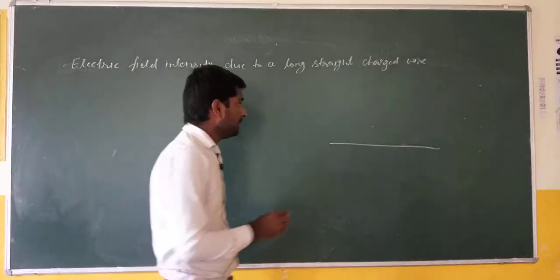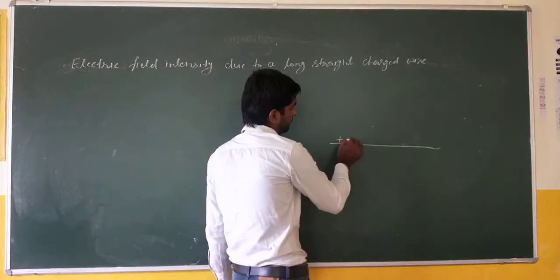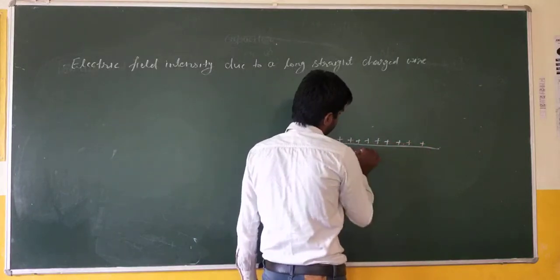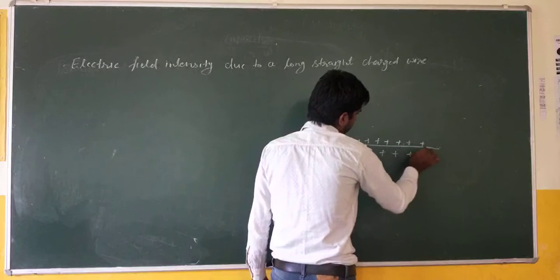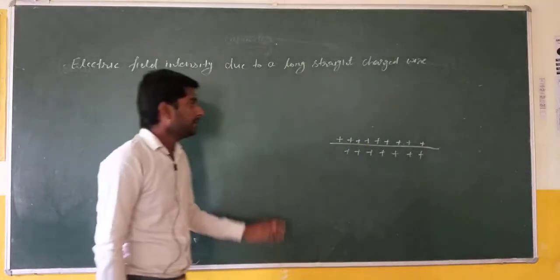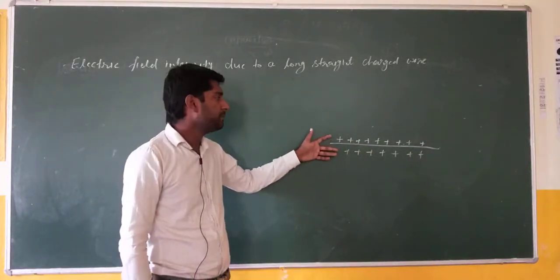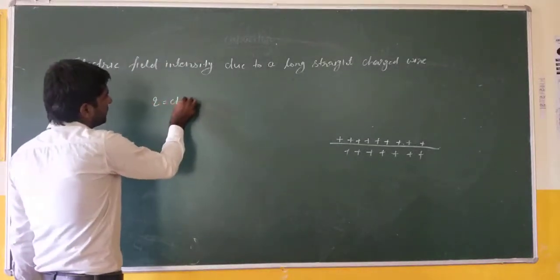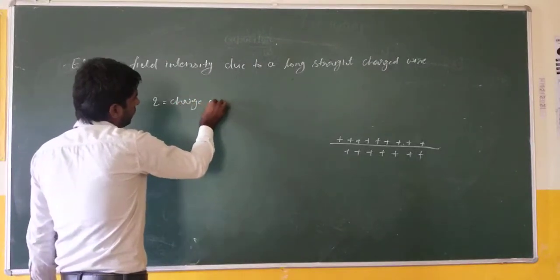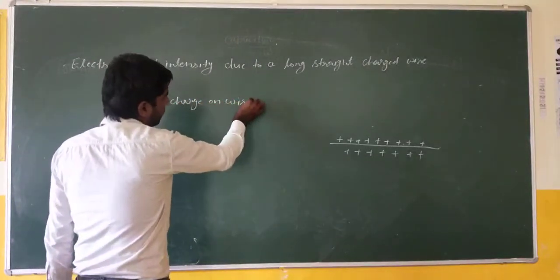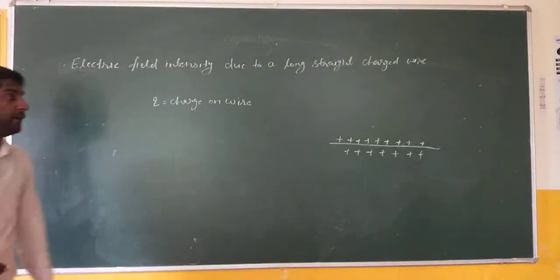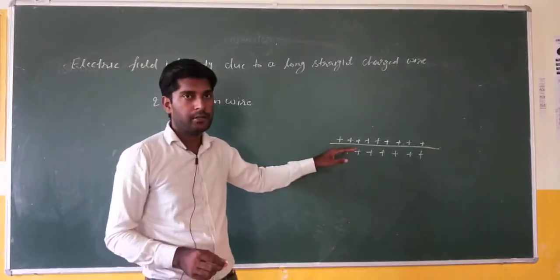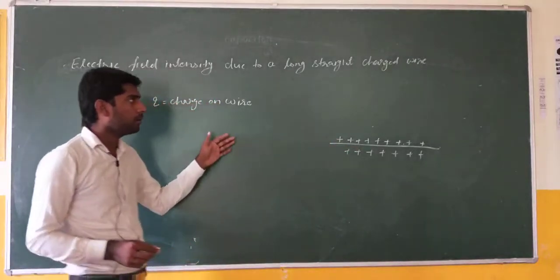Let this be a charge wire, and the charge present on this wire is Q. So we have to calculate the electric field intensity due to this wire. Here we will use the Gauss law.